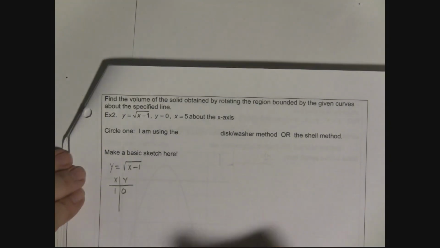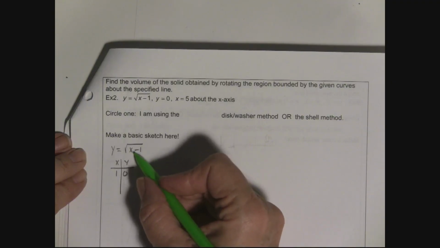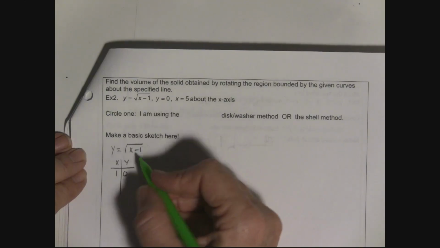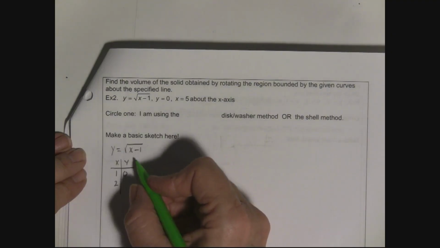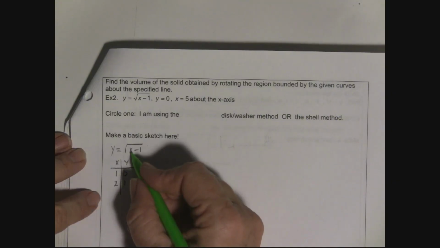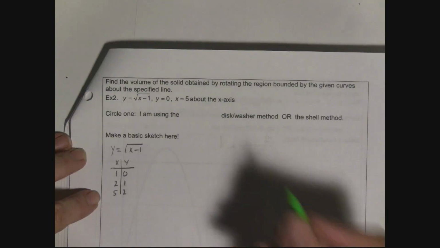And so we're going to get, when I pick a few points, I'm purposely making nice numbers underneath. So when I picked 1, I got 0. That's the vertex. I want to get the square root of 1, so I'm picking x is 2. So I get the square root of 1, because 2 minus 1 is 1. Oh, I'm sorry. I'm going to pick 5. So I get the square root of 4, which is 2. And I think that's probably enough points.